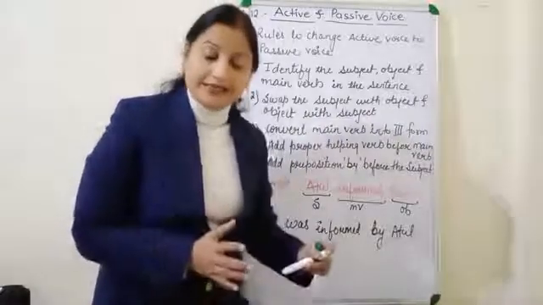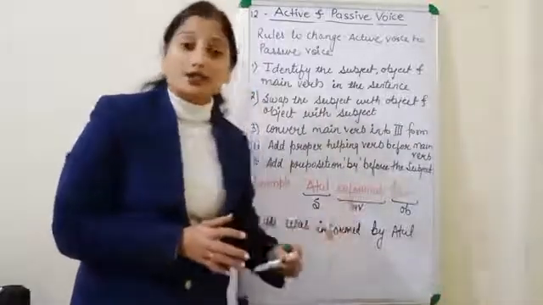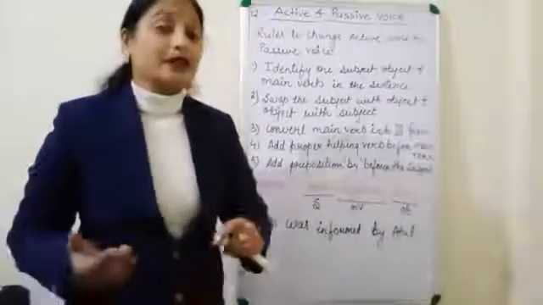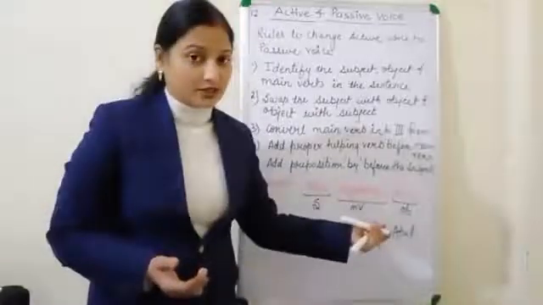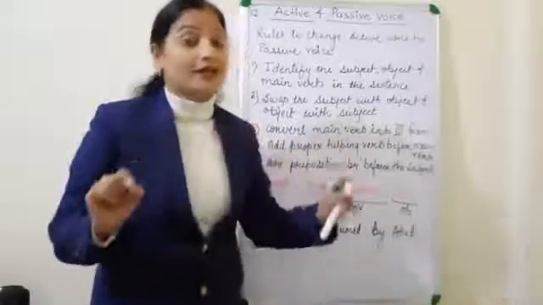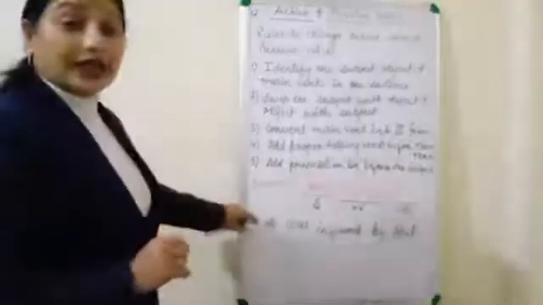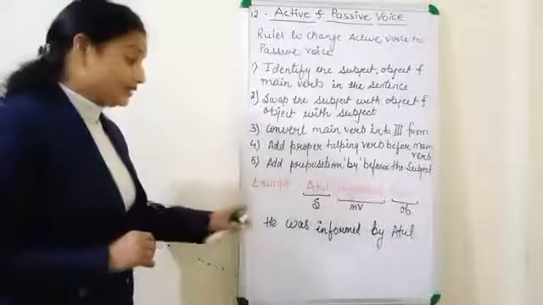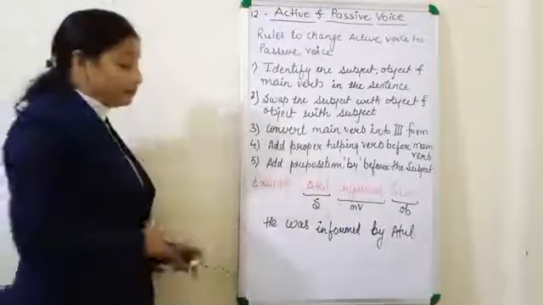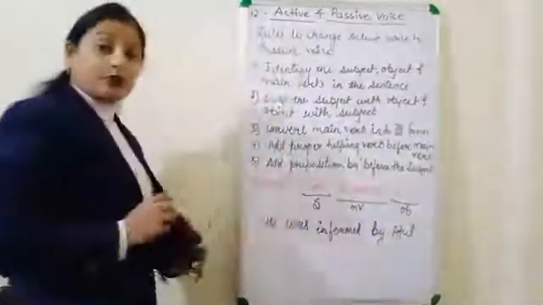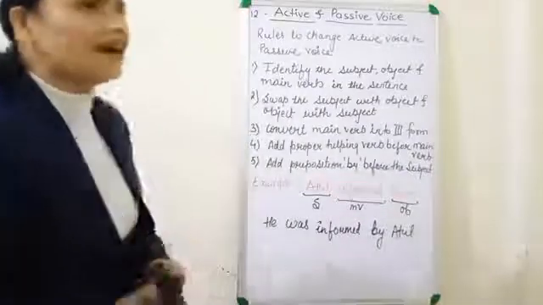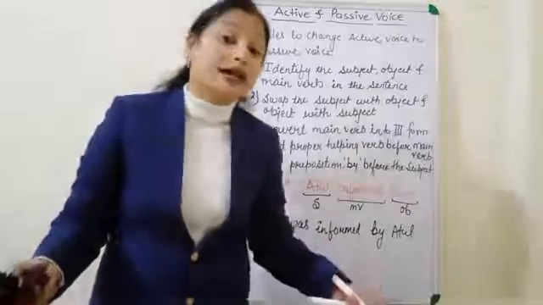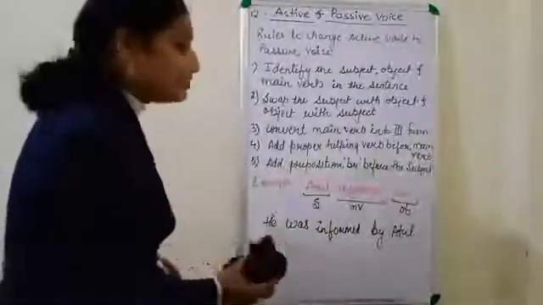In the first case, we are giving the importance to the subject, but in the next case, we will give importance to the object instead of subject. Okay, but the sense will remain the same. So now the complete sense is he was informed by Atul, and this is your passive voice. Now I wrote one more example. One more example was written by me. Okay, so this is again the passive voice.